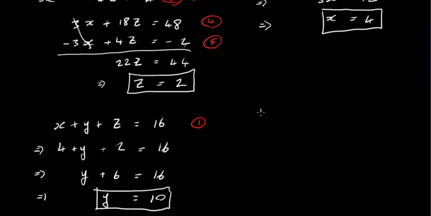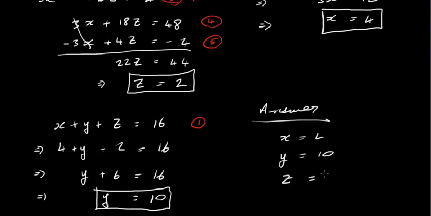So our answer here is x is equal to 4, y is equal to 10, and z is equal to 2. Okay, so that's it for this particular video, simultaneous equations with 3 variables.